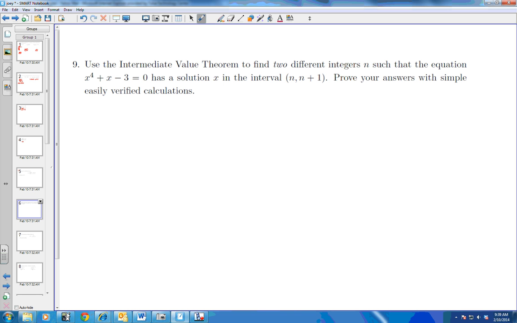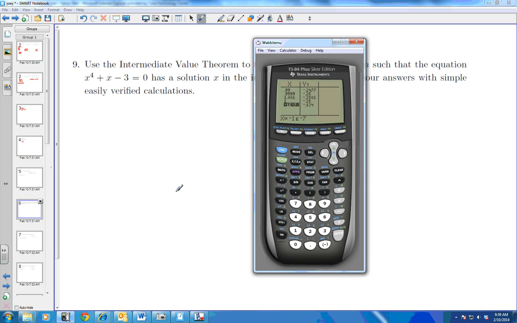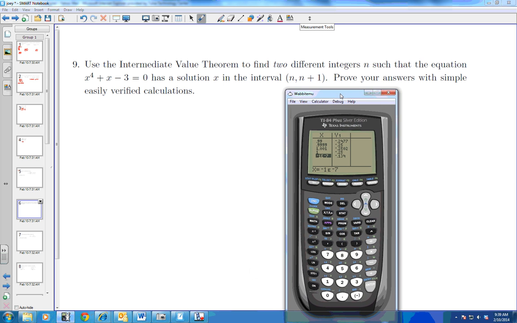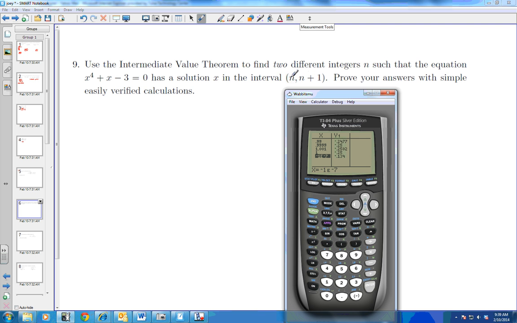So the first thing I would do on this one, here's what the intermediate value theorem says. It says that if I have this interval, okay, and they're saying, hey, this is Trevor calling. I'm going to pause this for a second.